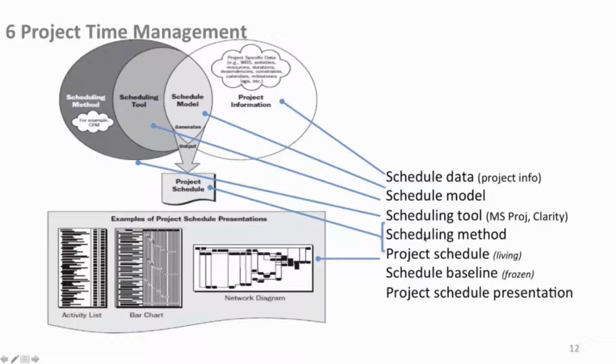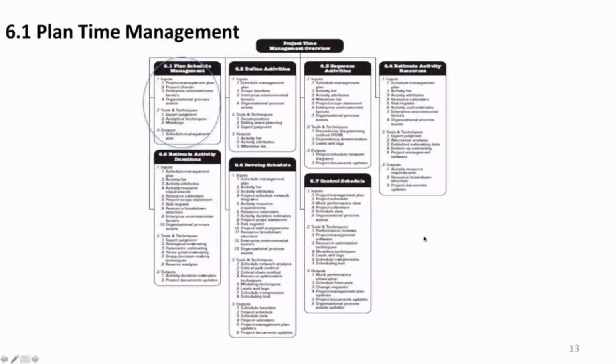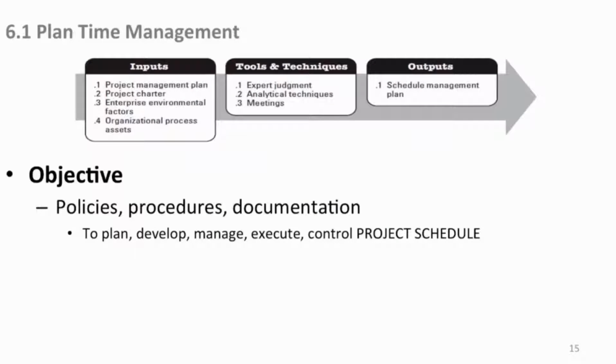So let's go on. Here we are, 6.1, planning, schedule management. We're going to plan how we're going to do all this. And eventually down here, buried down here in point 2 outputs of 6.6 is your actual schedule. So the objective of time management is policies, procedures, documentations used to plan, develop, manage, execute, control the project schedule. We need to control the project schedule so that it reflects and achieves the project baseline or the schedule baseline.